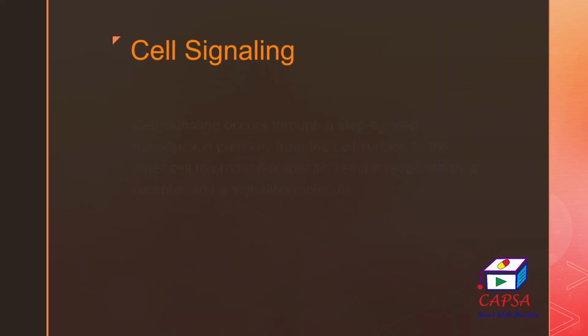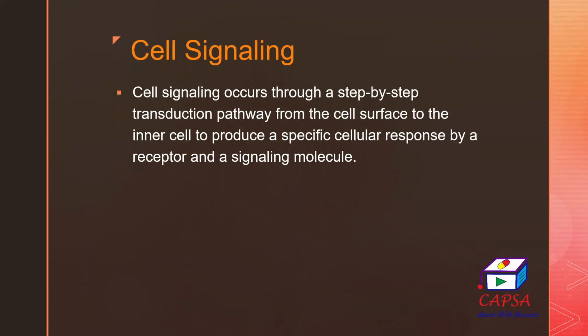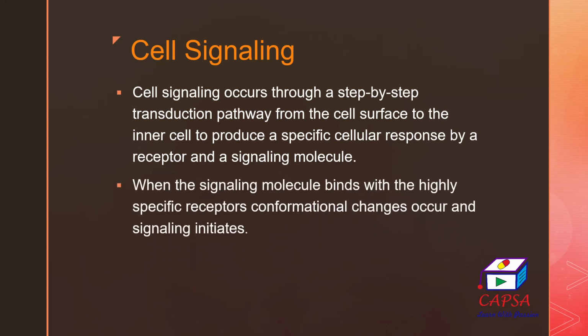So what is cell signaling? Cell signaling occurs through a step-by-step transduction pathway from the cell surface to the inner cell to produce a specific cellular response by a receptor and a signaling molecule. When the signaling molecule binds with the highly specific receptors, conformational changes occur and signaling initiates.